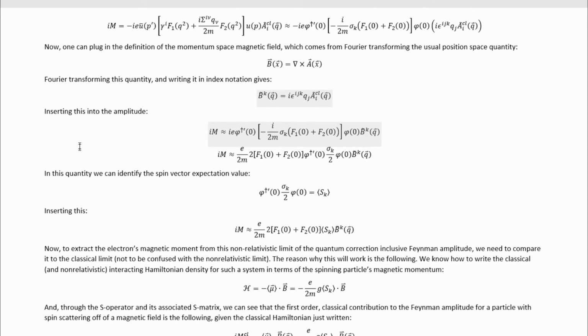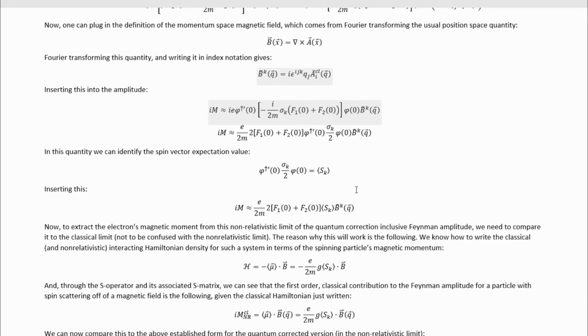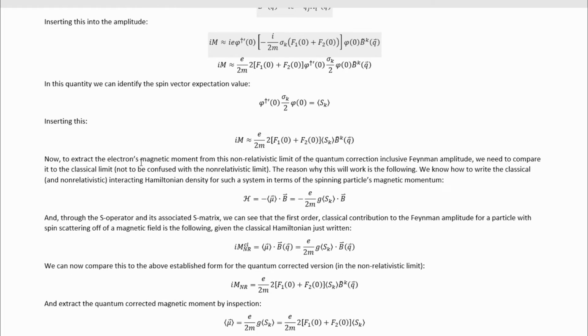get to this. In this quantity, we can identify the spin vector expectation value here. So then we just have a dot product between the spin, or the average spin, and the magnetic field, which brings us to here. Now, to extract the electron's magnetic moment from this non-relativistic limit of the quantum correction inclusive Feynman amplitude, we need to compare it to the classical limit, not to be confused with the non-relativistic limit, which we took on this one, but still included the quantum corrections.